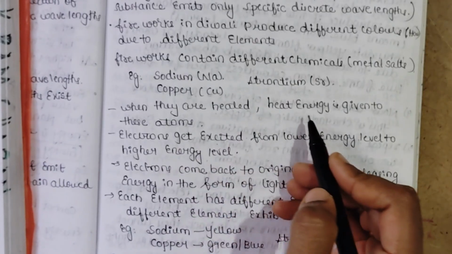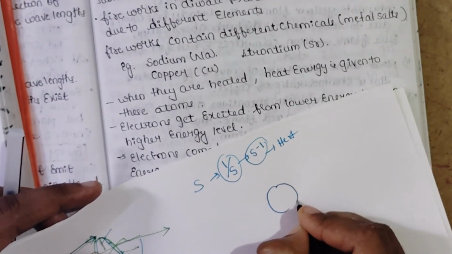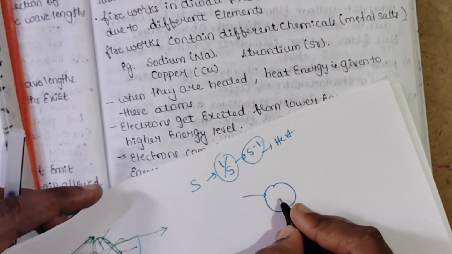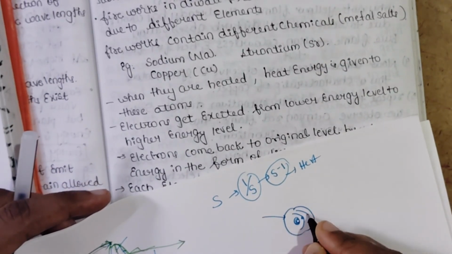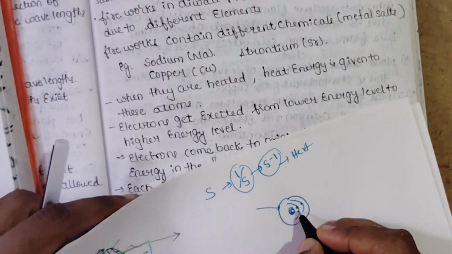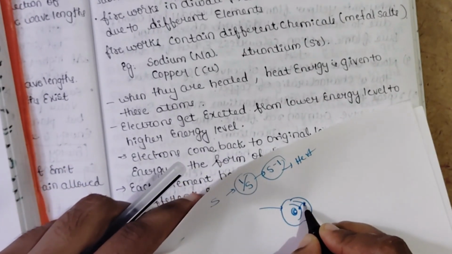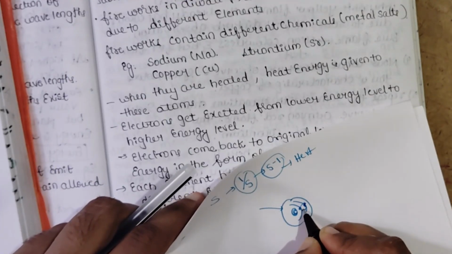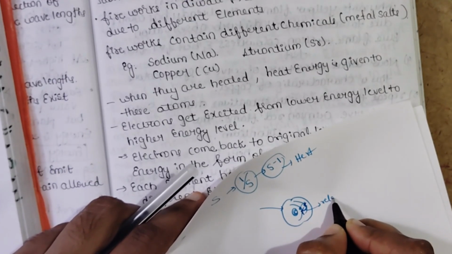When they are heated, the heat energy is given to the atoms. Suppose this is the atom. When heat energy is given to this atom, it has the nucleus and the electrons are present in the shells. So the electrons get excited and again they come back to the ground state. When they come to the ground state, they release the energy.